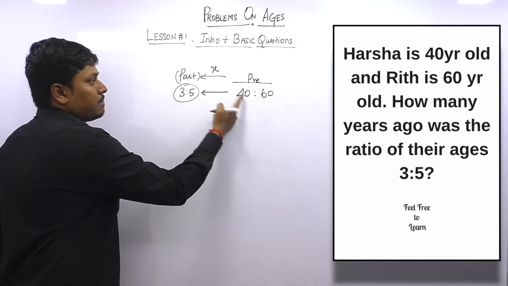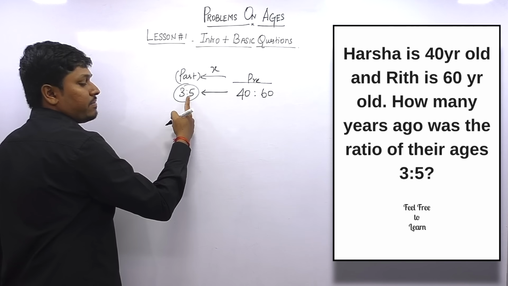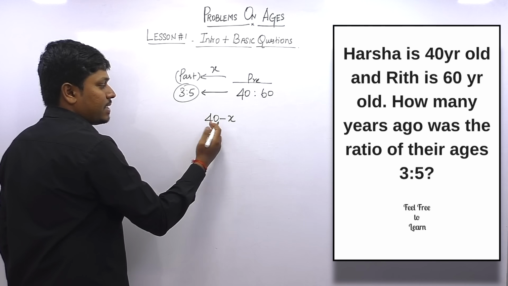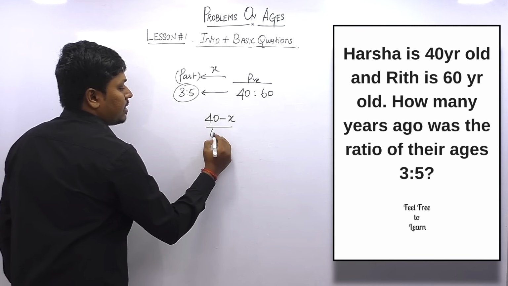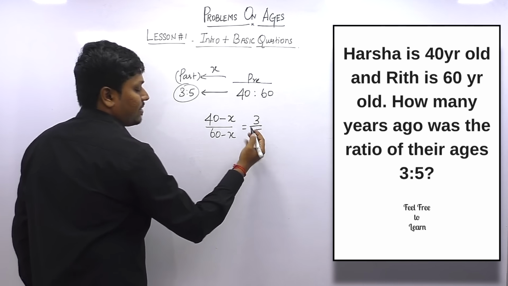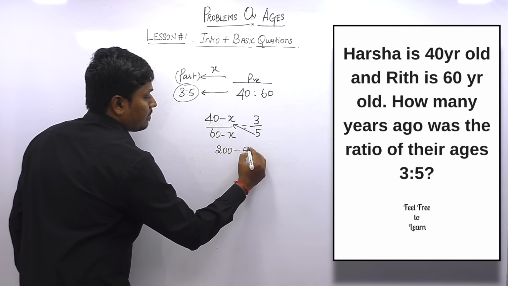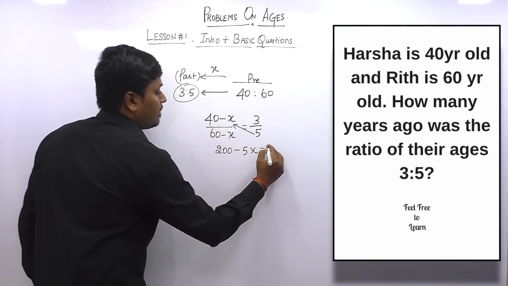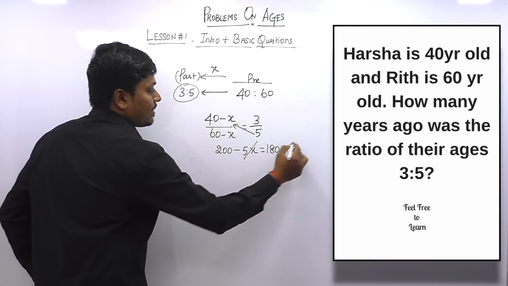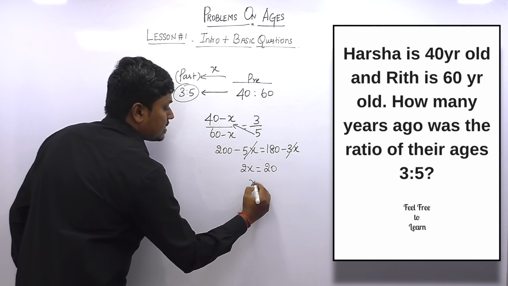So 40 minus x will be 3, similarly 60 minus x will be 5 in ratio. So we can write this as 40 minus x, some years before, right? So (40 minus x) divided by (60 minus x), their ratio is 3:5, that is 3 divided by 5. It's simple, just cross multiply. 5 into 40 will be 200, so 200 minus 5x. 60 into 3 will be 180, so 180 minus 3x. So 5x minus 3x, this will be 2x, and this will be 20. So x is equal to 10.